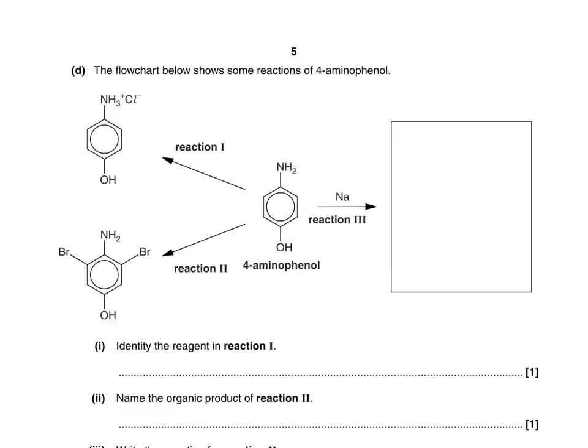Right, so on to part D. Identify the reagent in reaction 1. So each time you want to identify which part of the molecule is reacting, this is changing to this. So what have we added? If you look through, you will see that we must have added HCl or hydrochloric acid. Now the organic product of reaction 2, we're being asked to name this.